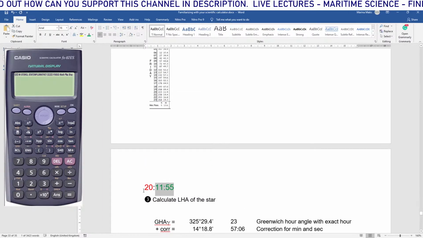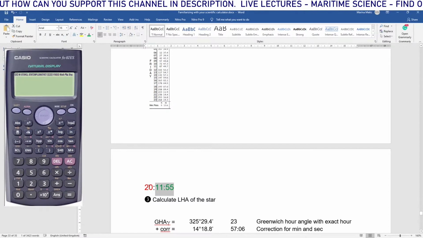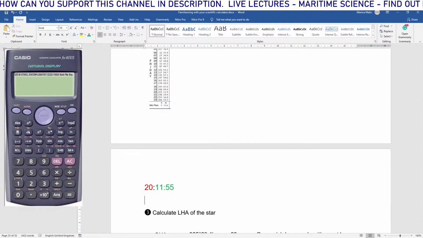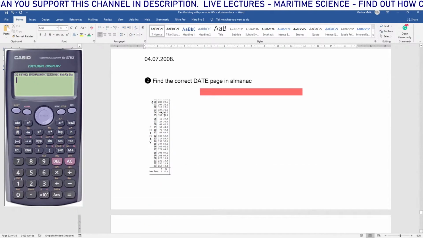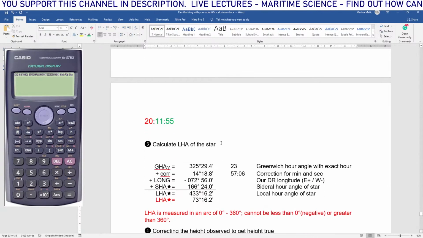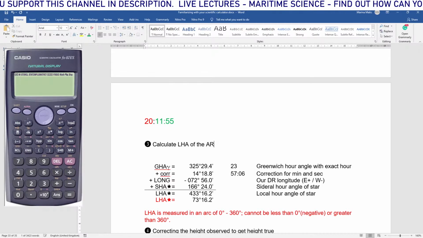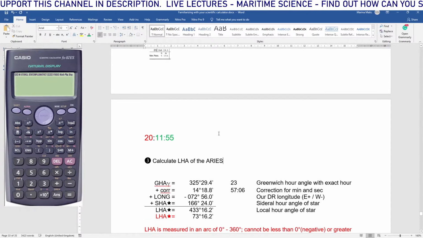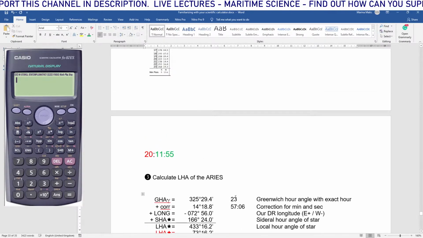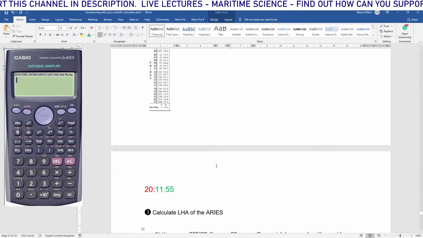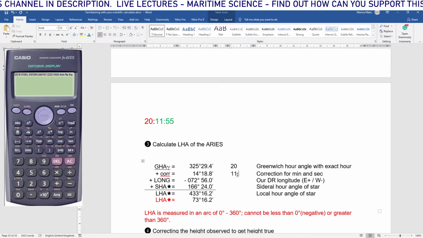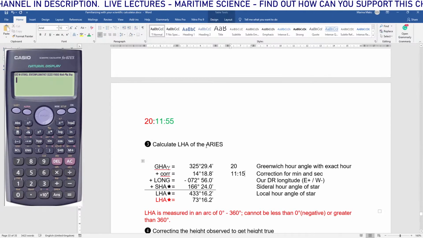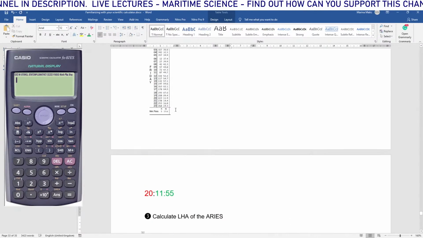So first we enter the almanac on 4th of July with 20 hours, and we calculate the local hour angle of Aries. We only need Aries. So the Greenwich hour angle of Aries at 20 hours, and the 11 minutes 55 seconds is the correction that we need.